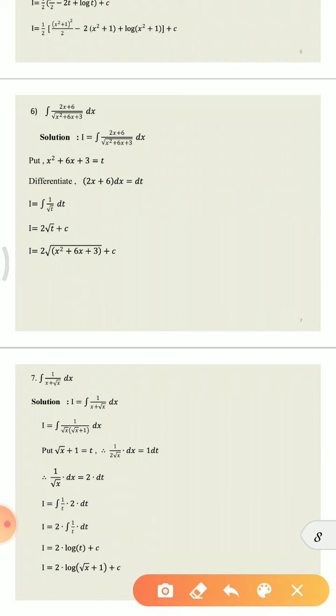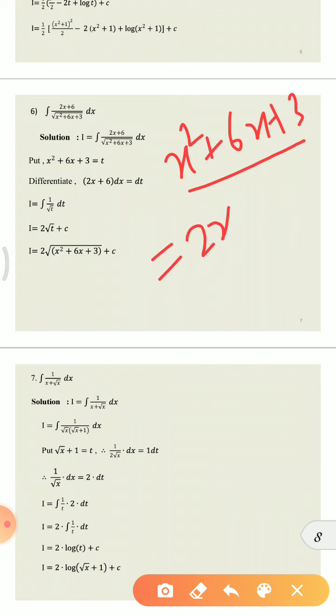Integration of (2x + 6) upon under root of x² + 6x + 3. If you see this question, in the denominator x² + 6x + 3, if you find the derivative of this term, that is 2x + 6, and this term is given in the numerator here.